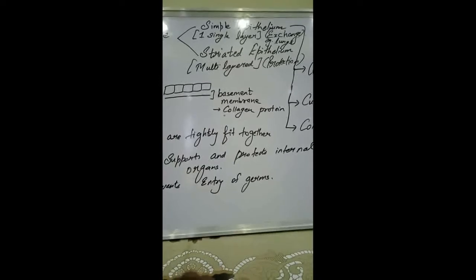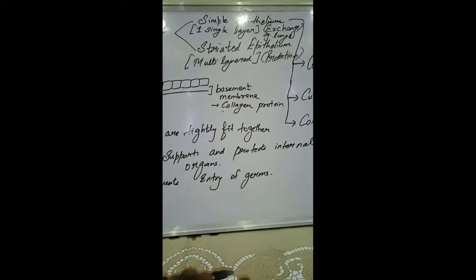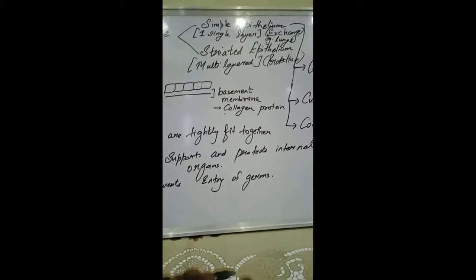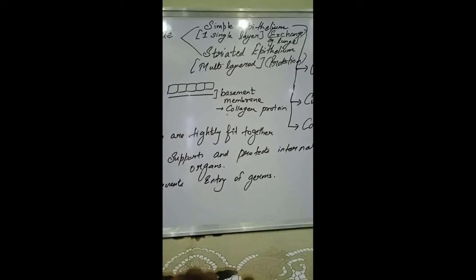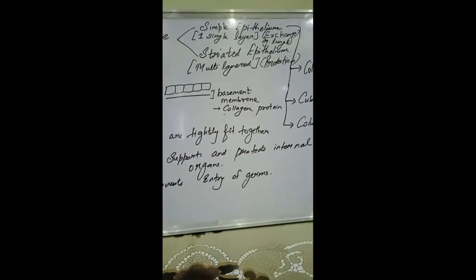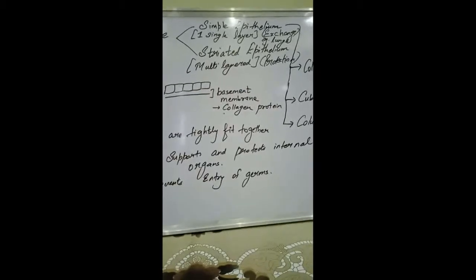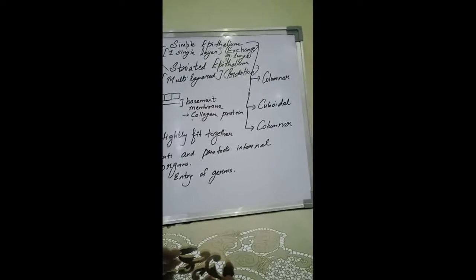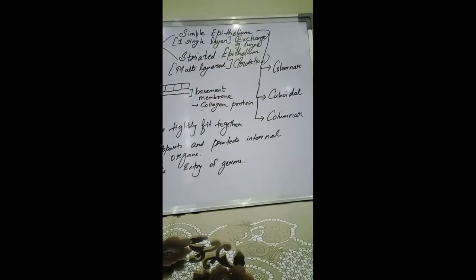Then where is the striated epithelium present? Striated means multi-layered. So where is the multi-layered needed? For protection, like the outermost part of your skin. If you are wounded or injured, then protection is needed, the covering is needed. So there striated epithelium is present. Now these two are also of three types, that is columnar, cuboidal and ciliated.